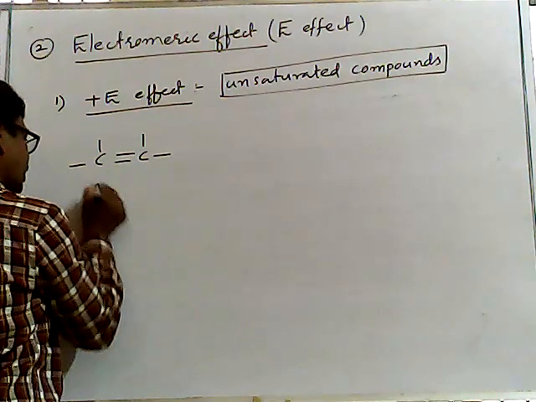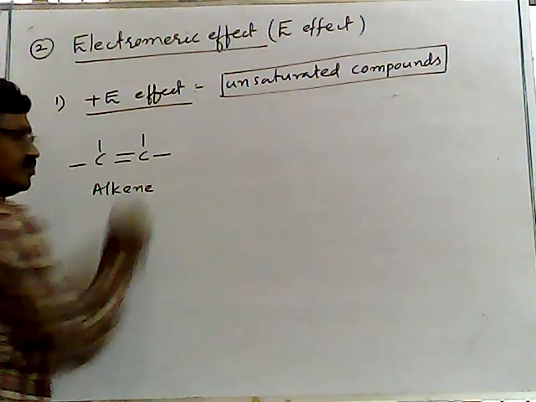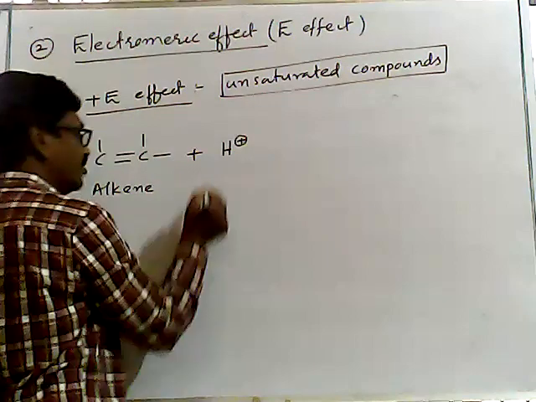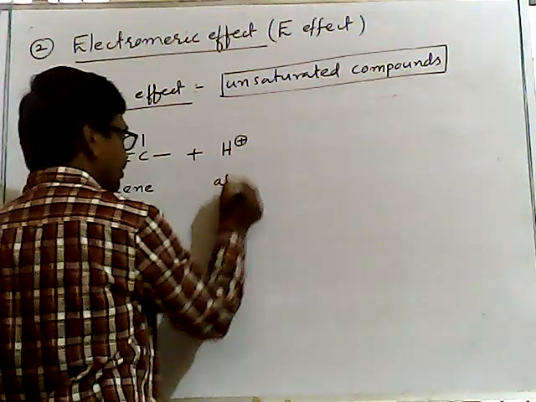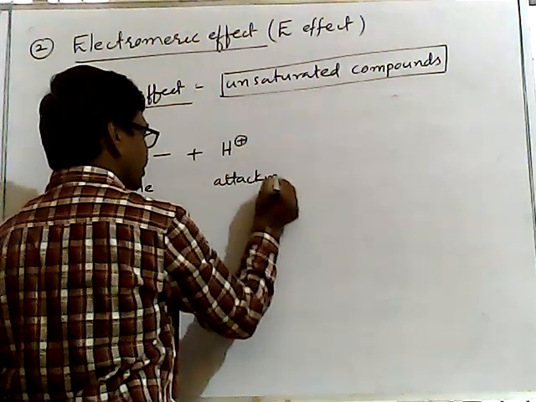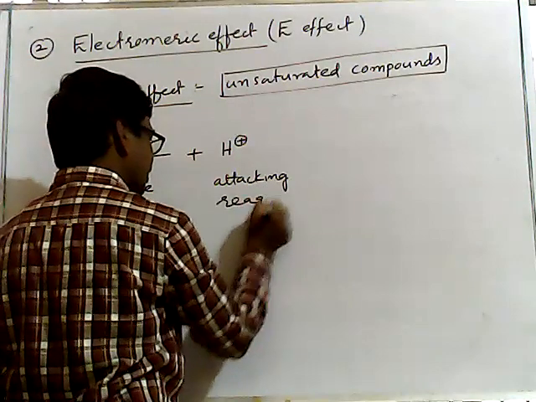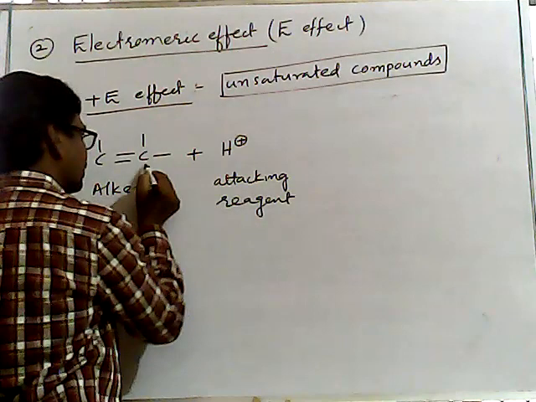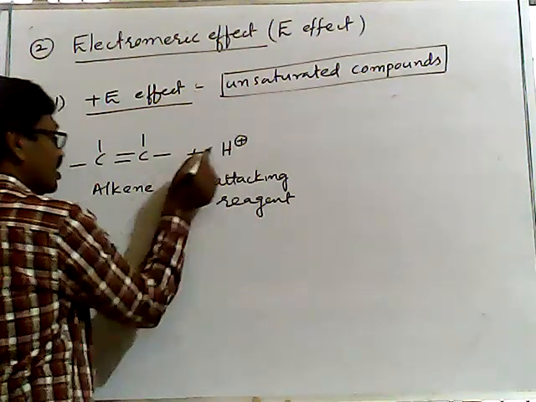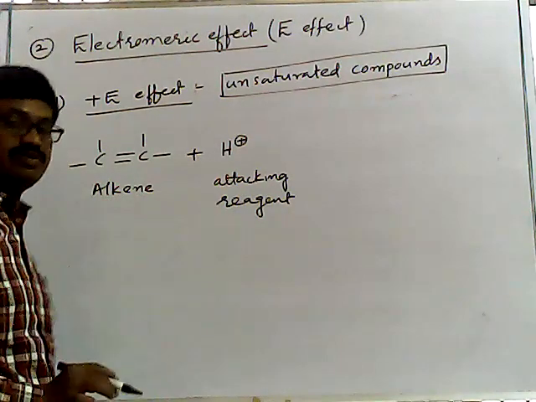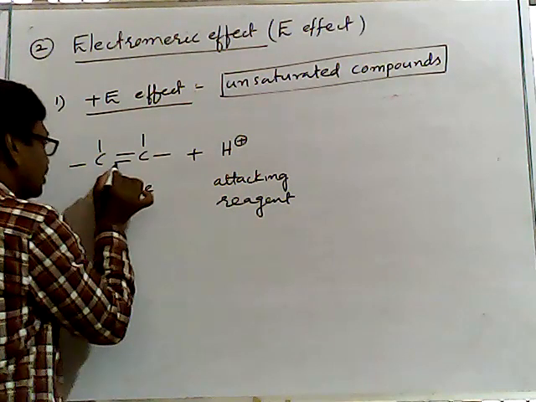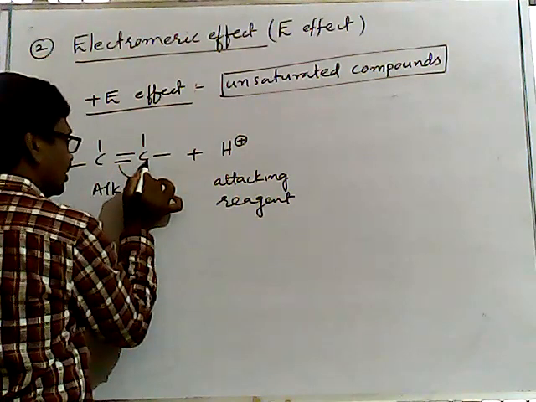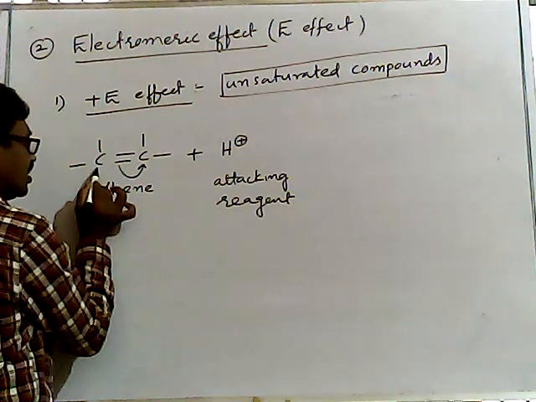This is an alkene. See here, I am writing H plus ion. H plus ion means it is an electrophile. This is the attacking reagent. H plus is the attacking reagent. See, this attacking reagent is coming towards this carbon. That means the carbon which accepts this H plus ion must carry a negative charge. So the pi electron migration is towards this carbon. Then this carbon will take negative charge, and the other carbon will take positive charge.